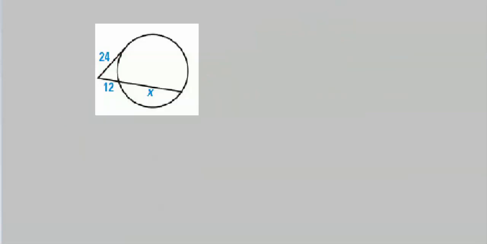Now here's a simple application of the last theorem we looked at. All they want you to do is find x. And we just have to remember our tangent secant theorem. And that was that 24 squared equals 12 times the whole thing, which is 12 plus x.